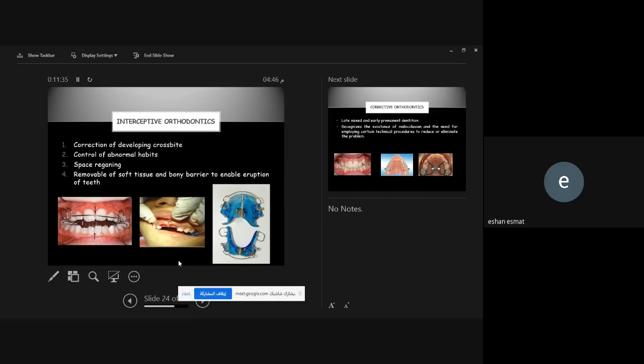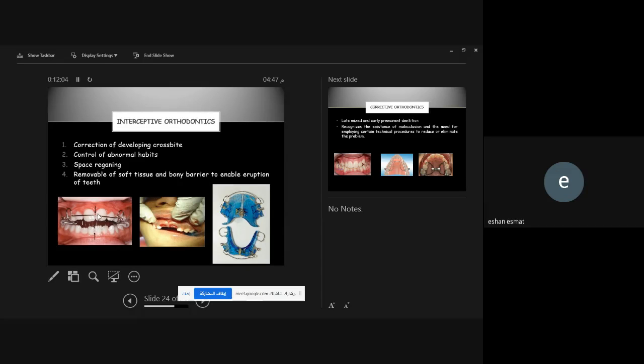Okay. These are removable appliances. They have a crossbite. The upper denture is smaller than the lower, so it needs expansion. By this screw, we can do expansion for the upper and the lower. Okay, this is a removable appliance. This is also a habit breaker. They have a tongue thrust, which prevents the eruption of the upper and lower incisors.